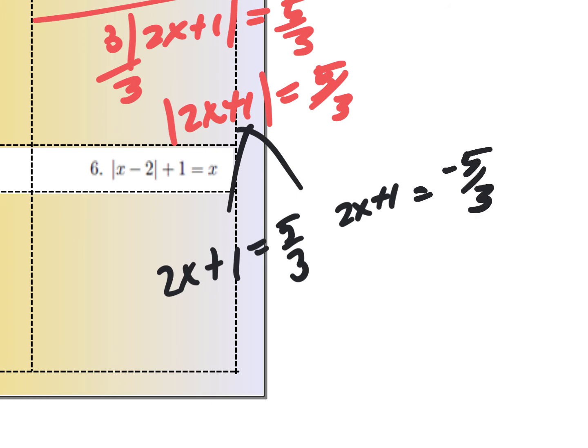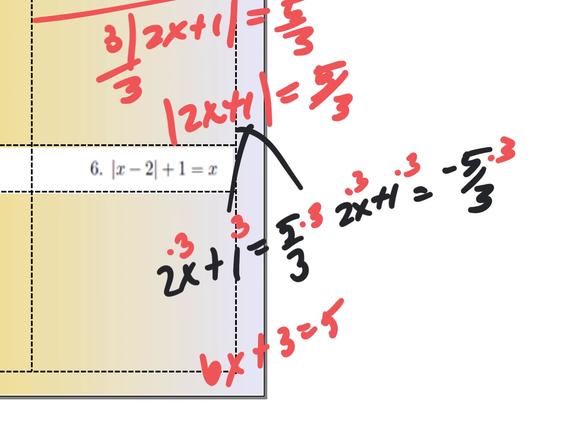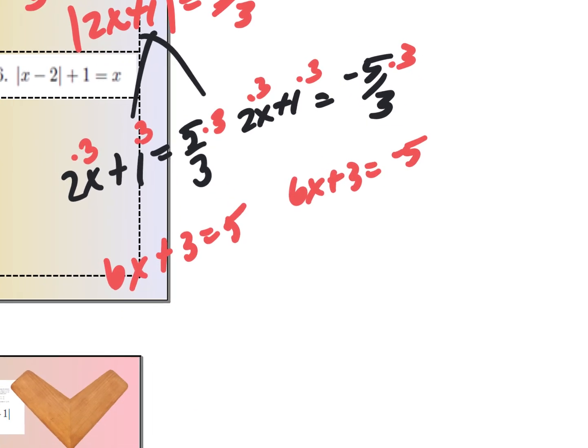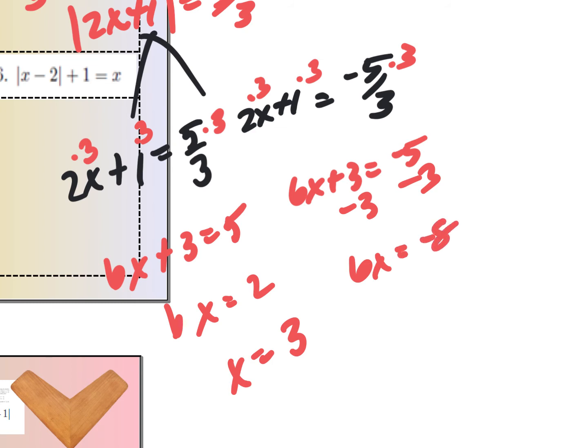Now I'm going to do a little bit of clearing the fractions. Times by 3, times by 3, times by 3. Same here. Do I have to do that? Nope. But I think it's faster. 6x plus 3 equals 5. And 6x plus 3 equals negative 5. And now I have 6x equals 5 minus 3 is 2. X equals 3. 6x equals negative 8. X equals negative 8/6, which is the same as negative 4/3.